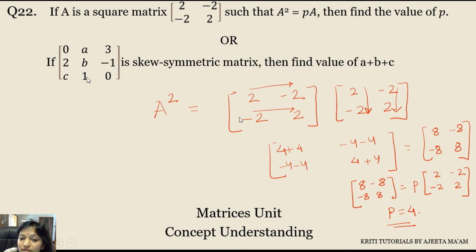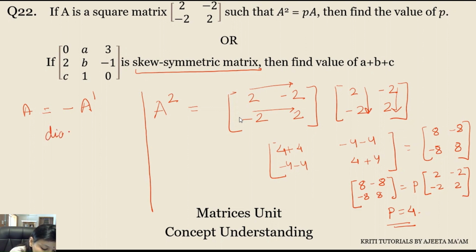So that will be the concept of equality of matrices. Right? Now we come to the second internal choice question. That's again a very easy concept based on skew symmetric matrix. Now first of all, what is the meaning of the term skew symmetric matrix? So a skew symmetric matrix is a matrix which is equal to the negative of its transpose, right? I repeat, a matrix is equal to the negative of its transpose. And what is the condition on the diagonal elements? Diagonal elements are compulsorily 0.